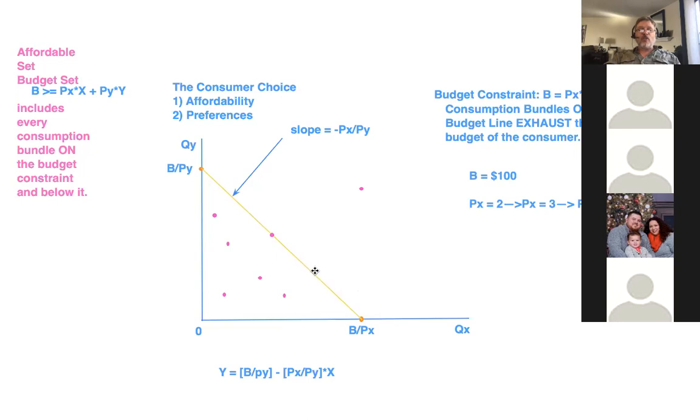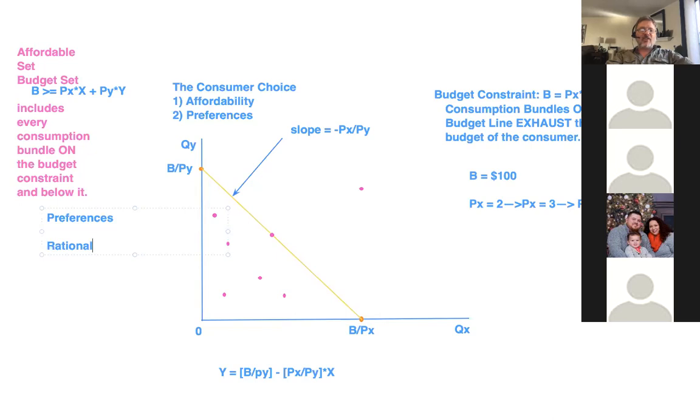So, I want to talk a little bit about preferences now. So we know what's affordable, what's not affordable. We know how the budget set can change. And instead of talking about consumers' utility functions, because we know that if your preferences are rational, they can be represented by a utility function, I just want to talk about preferences more generally first.